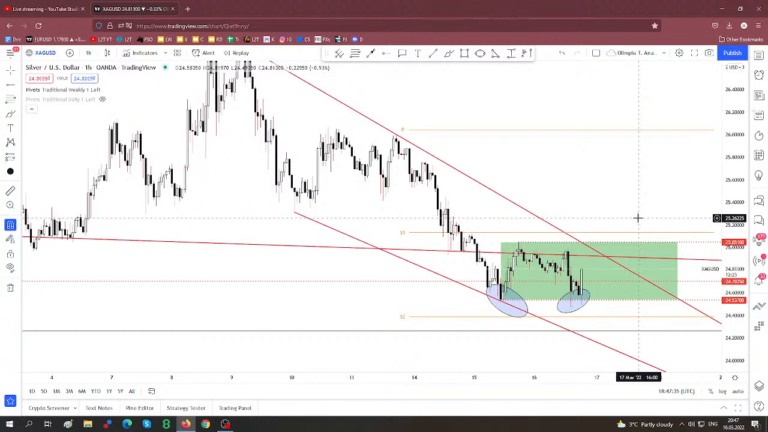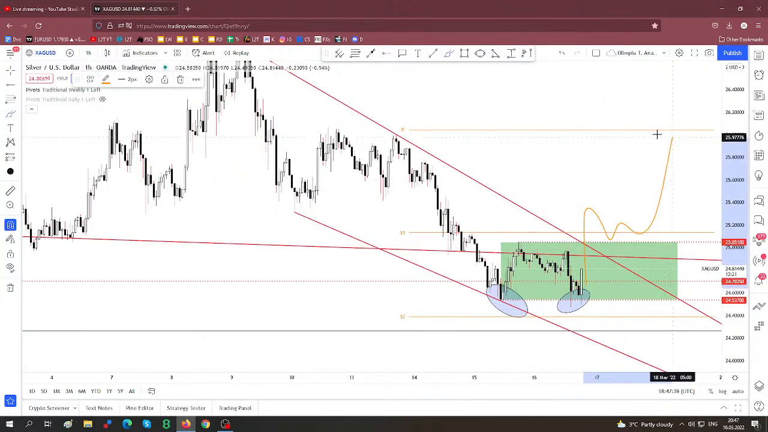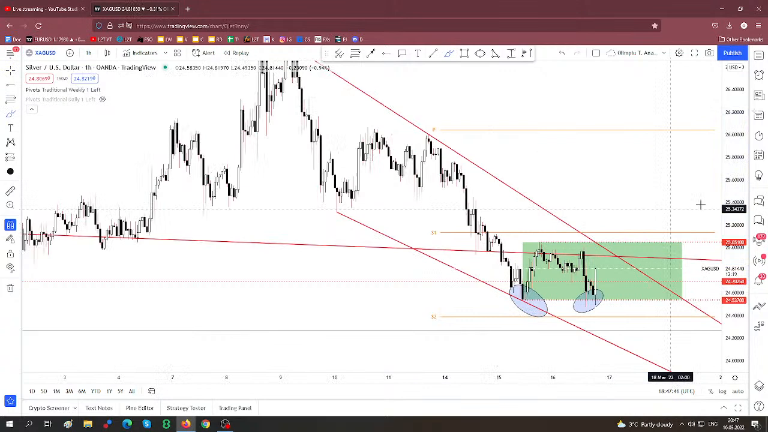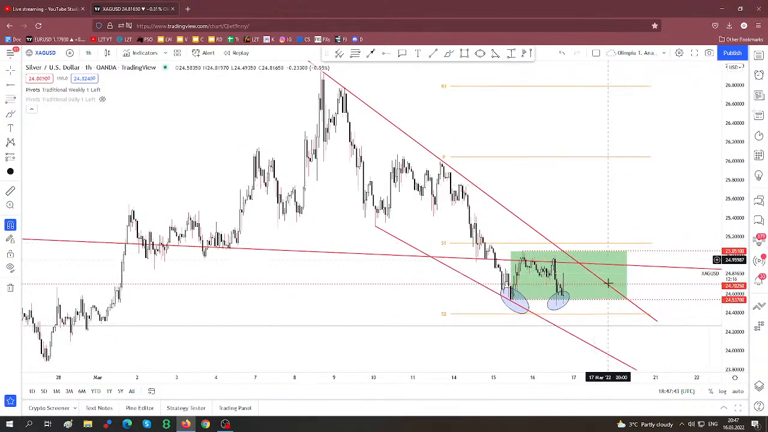So let's wait, guys. I said that something like this in silver could bring us new long opportunities, could activate a new swing higher, leg higher. Let's wait for a valid breakout from this pattern, or to confirm this double bottom here.